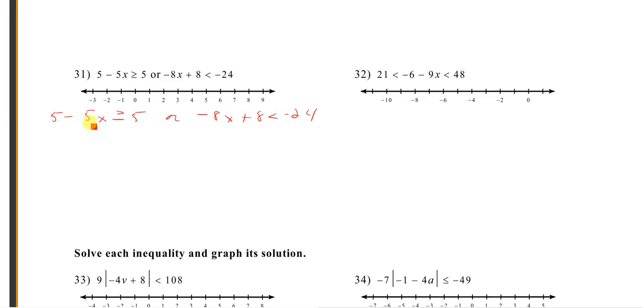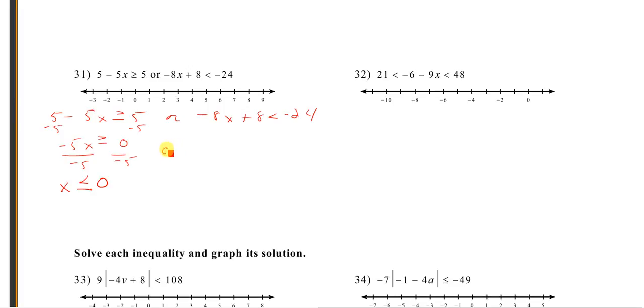So what we're going to do here is we want to get the 5x alone. So I am going to subtract 5 from both sides. Minus 5, minus 5. I have a negative 5x is greater than or equal to 0. Now I'm going to divide both sides by a negative 5. When I do that, I'm dividing by a negative. This inequality will switch. So negative 5 by negative 5 is x, and this would be less than or equal to 0.